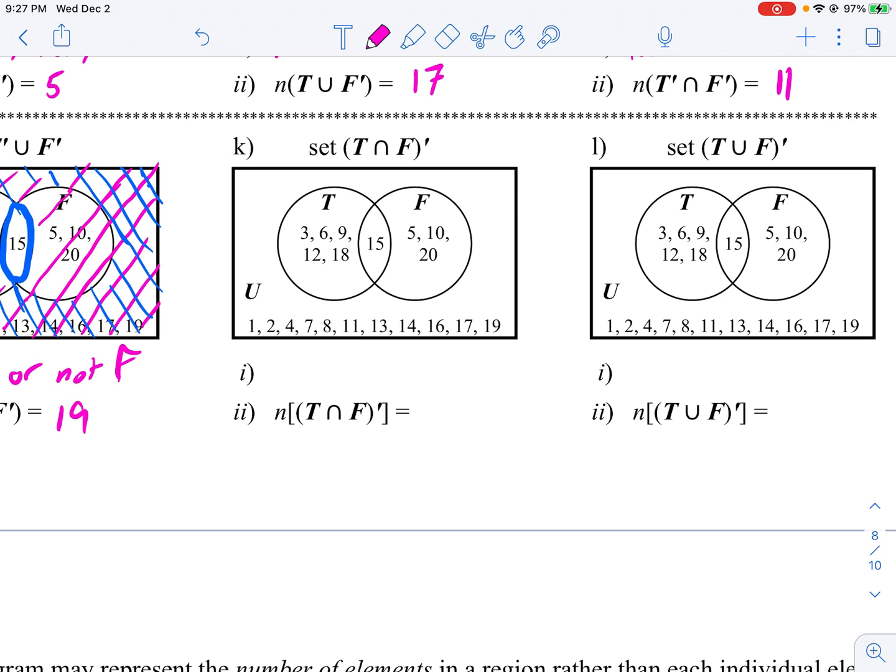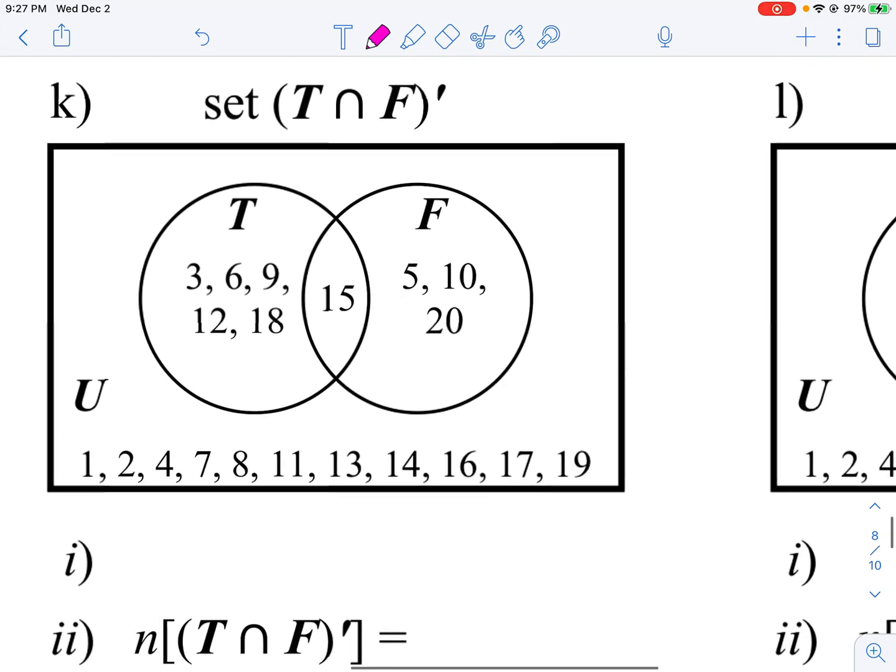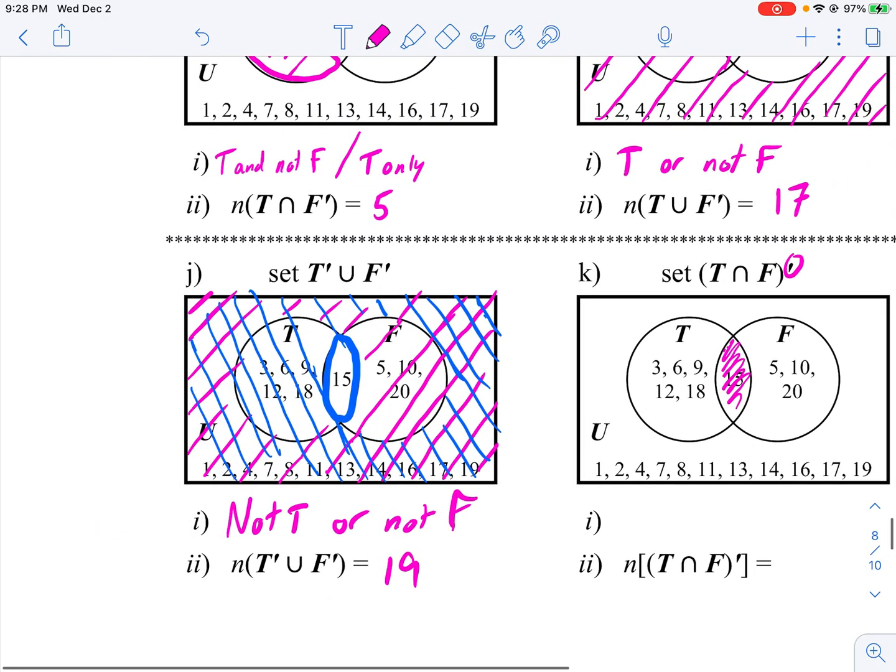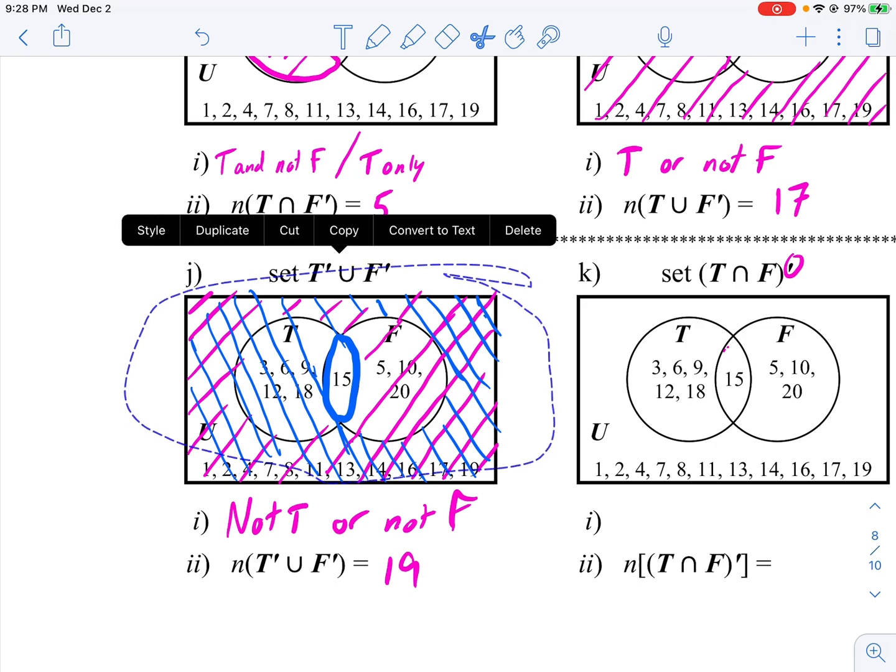In set not (T and F), we have something interesting as well. So let's start with set T and F. This part here. That would be set T and set F. But we want everything except for that because of this thing right here. So we're going to end up with the exact same thing we had over here because it's everything but the intersect point. So I'm just going to take this whole thing and duplicate.